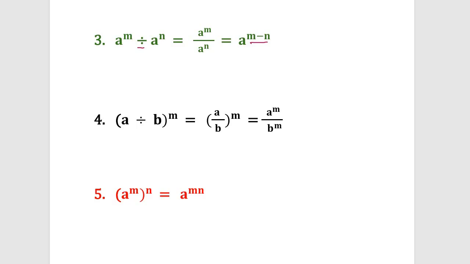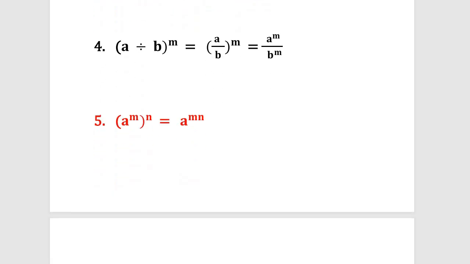This is just the opposite of the multiplication formula. In case of multiplication, the powers are added. In case of division, the powers are subtracted from each other. This is formula number 3.